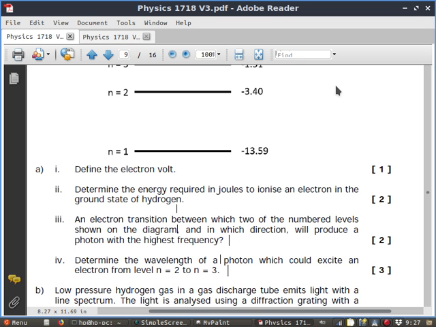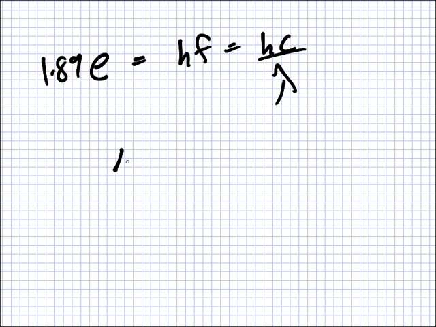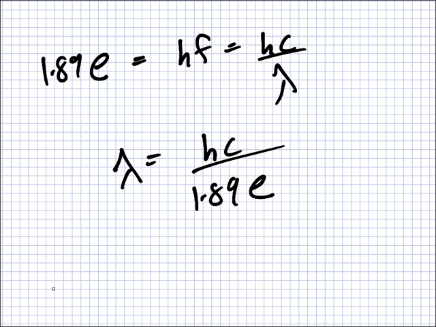Okay, so Ben, what's the difference here between these two? 1.89? There you go. Yeah, 1.89. Okay, so you have 1.89 equals hf equals hc over lambda. They want the lambda. That's hc over 1.89 eV. Great. Easy peasy.